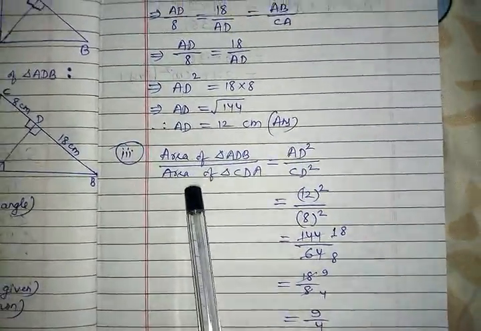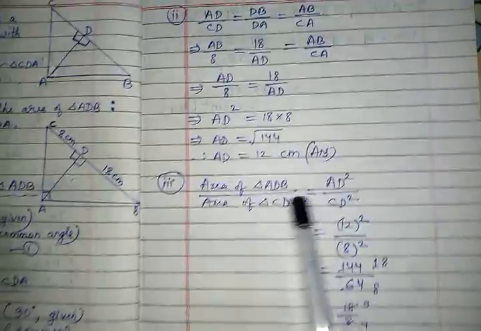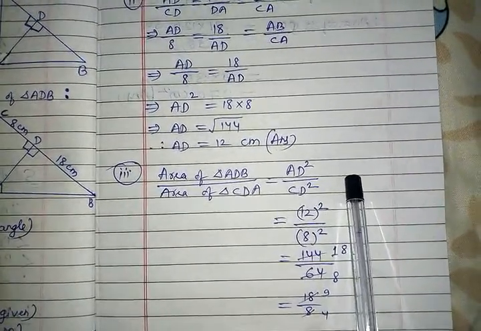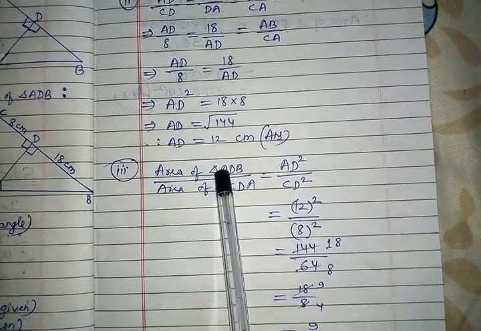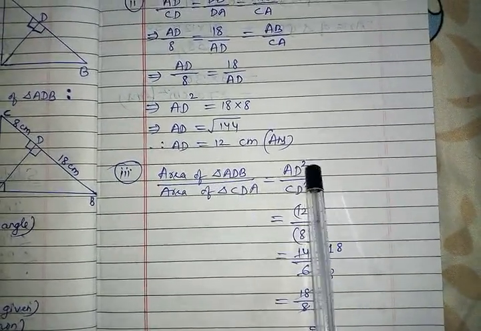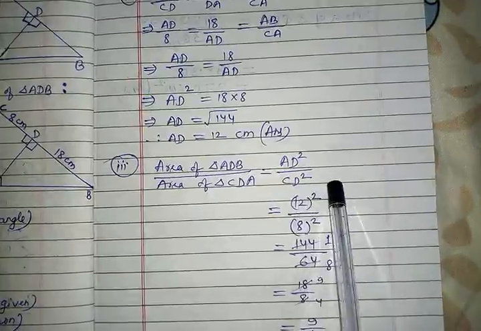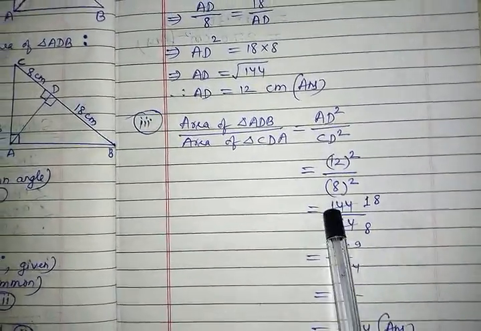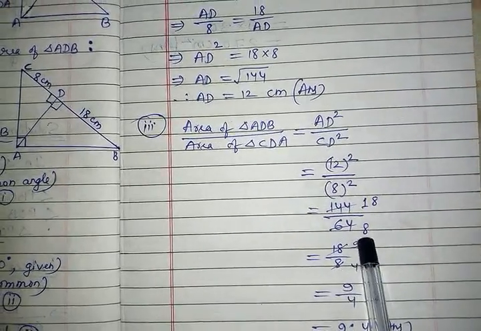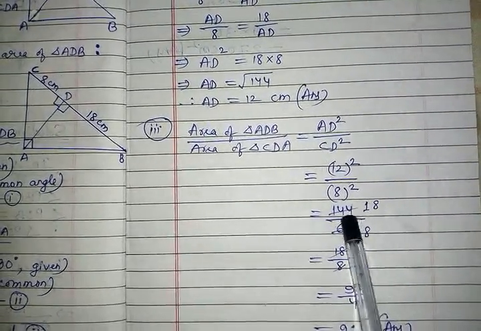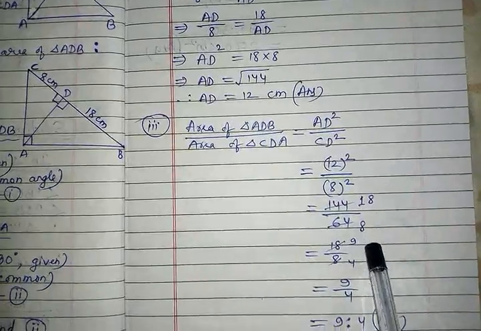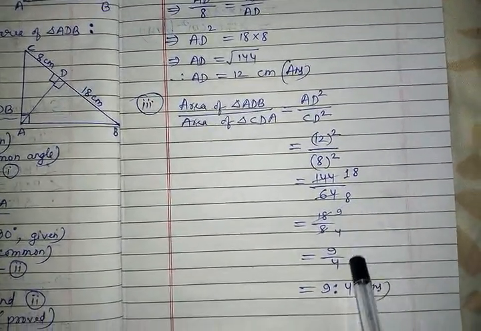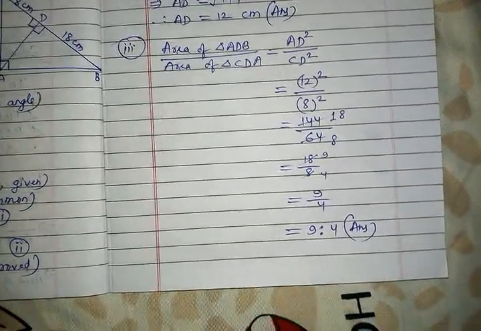Now the area part. We have to find the ratio of area. So area of triangle ADB by area of triangle CDA equal to, in the area formula we have to put the square of its side. AD square by CD square. Because the AD value we just got is 12, so 12 square, and CD is given in the question as 8, so 8 square. 144 by 64, because you have to square. So when you cancel with 8, we get 18 by 8, again cancelling by 2, 9 by 4. The ratio is 9:4.